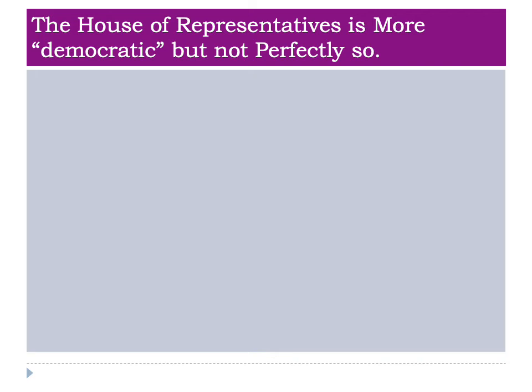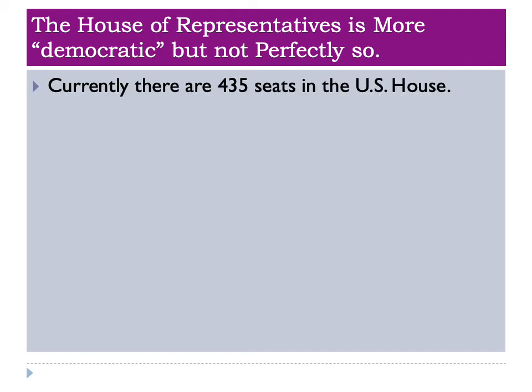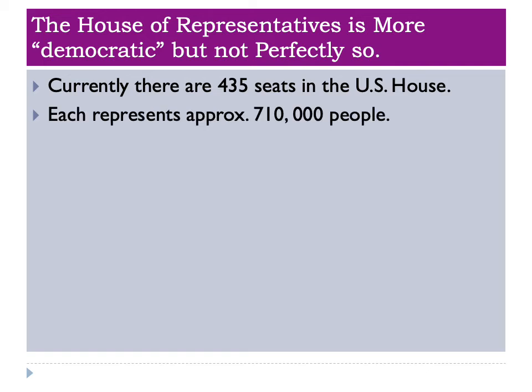Okay, let's turn our sights to the House of Representatives. The House of Representatives, because it is based on population, is more democratic, but it still has some problems. So currently there are 435 seats in the United States House of Representatives. Each of those seats represents a congressional district.